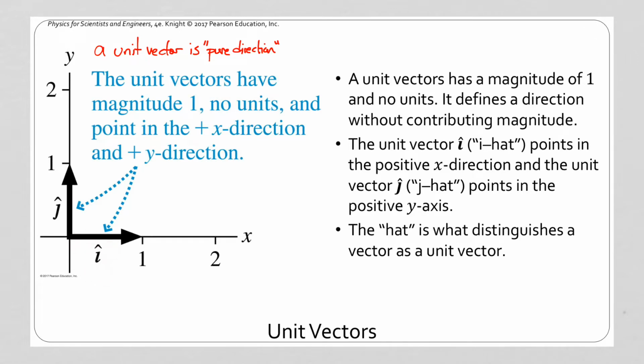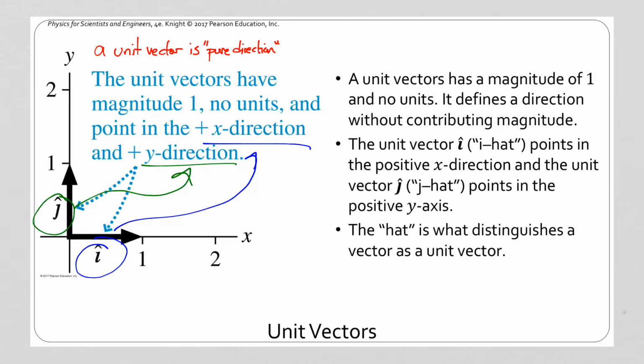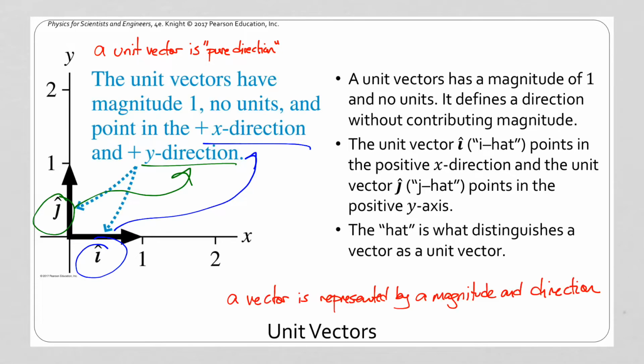The i hat vector points in the x direction, and the j hat vector points in the y direction. What this is doing for us is allowing us to split up the idea of a vector being magnitude in a direction into two separate pieces. We talked previously about how the components are related to the magnitude of the vector, and now the unit vectors are going to carry the direction. So we have two different parts to the vector, and we can represent that by these two different pieces.